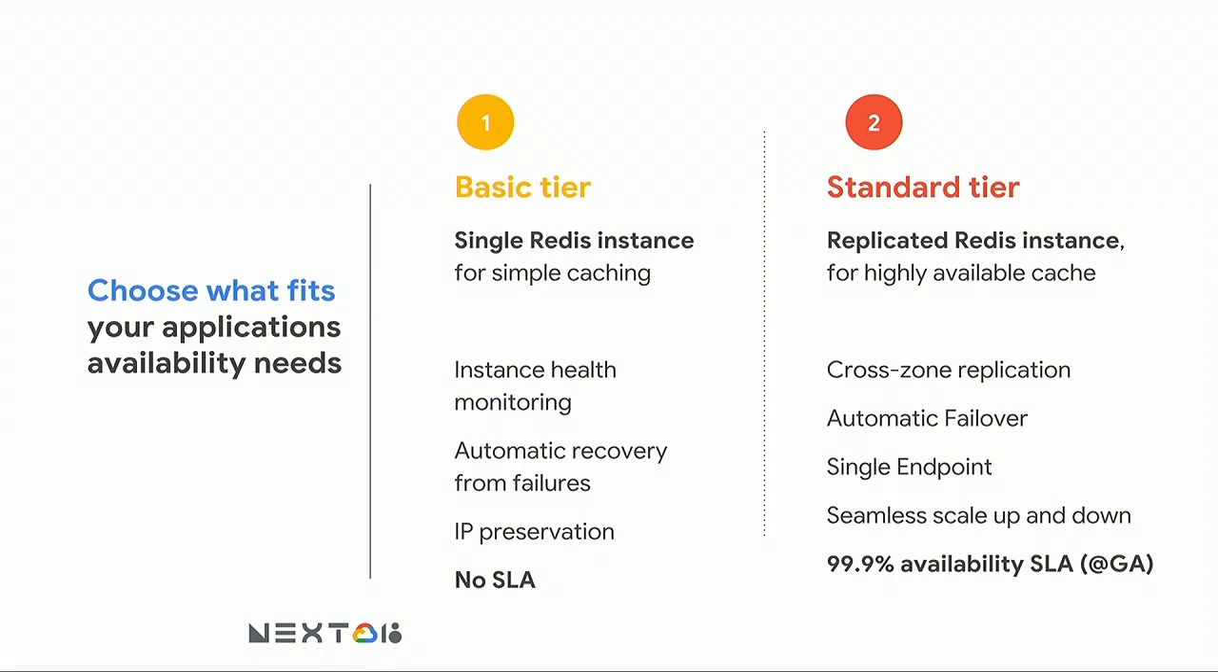But in the standard tier, we provide a replicated version of Redis. We have cross-zone replication, and we provide automatic failover. The other key thing is that you connect to a single endpoint, and we make sure that the traffic is directed to the right instance or right location. So in both cases, for both basic and standard tier, the key thing to remember is that it's a single master, right? So even in the standard tier, there's one master. It is not a scale-out model yet. So that's something to keep in mind when you use the service.